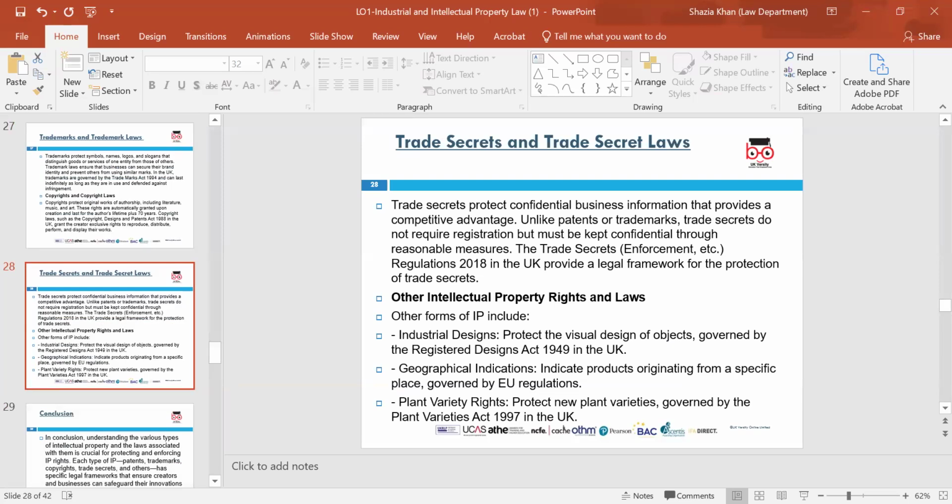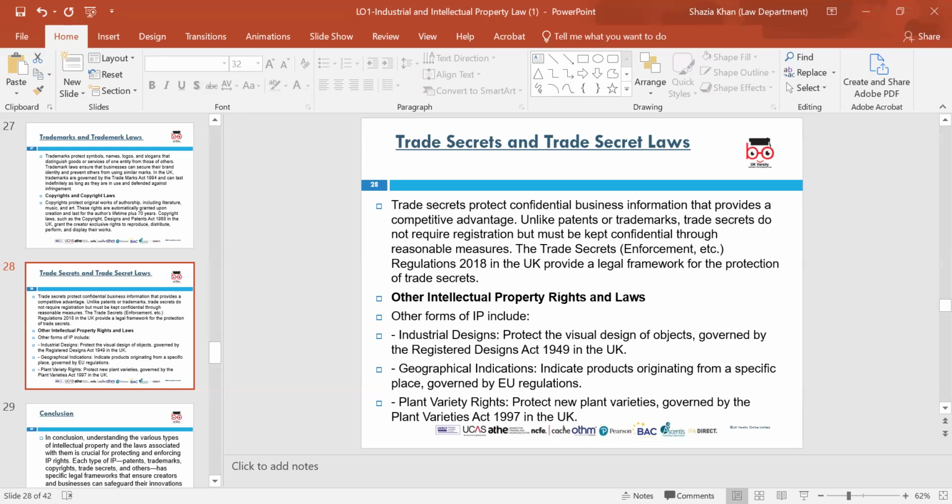Trade secrets and trade secret laws protect confidential business information that provides a competitive advantage. So unlike patents or trademarks, trade secrets do not require registration but must be kept confidential through reasonable measures. And we have the Trade Secrets (Enforcement) Regulations 2018 in the UK, which provides a legal framework for protection of any sort of trade secrets.